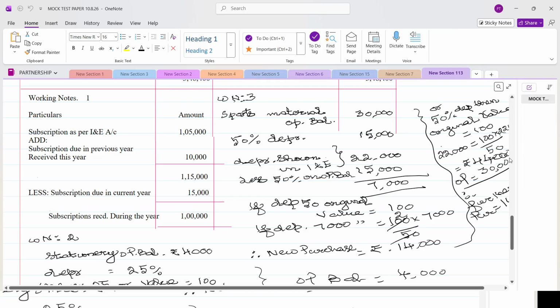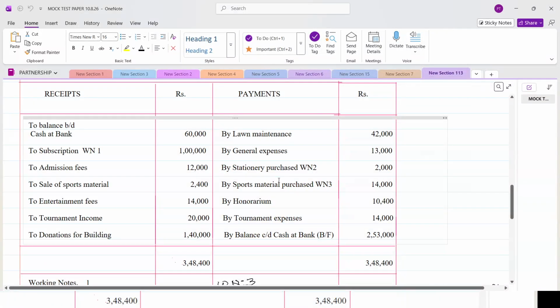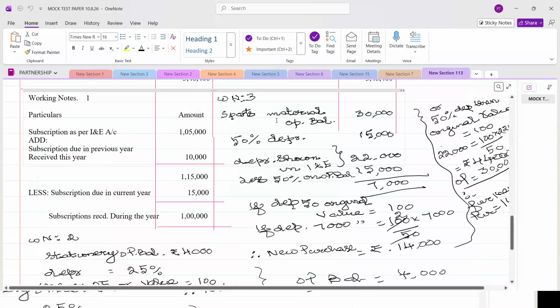In this 44,000, the original amount of sports material available was 30,000. But they have calculated it on 44,000. What would have happened? They would have purchased 14,000 during the year. That is why the book value comes as 44,000. Okay. So we are going to write that 14,000 here, sports material purchased. Okay. On the other way around, you can make it like this also, whichever you like.